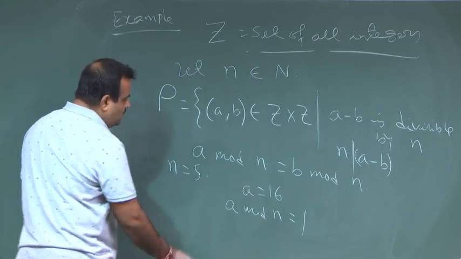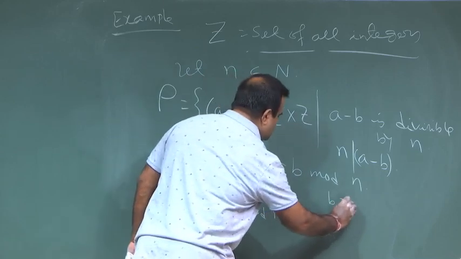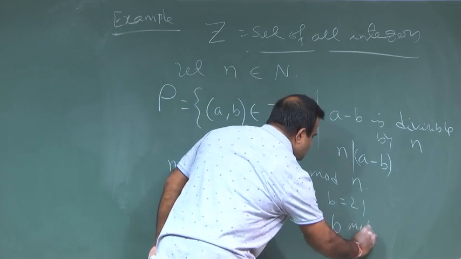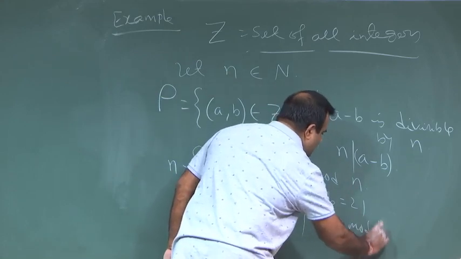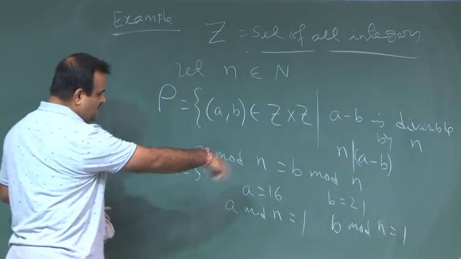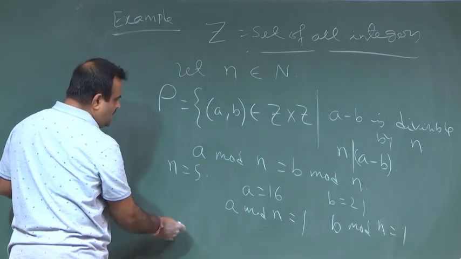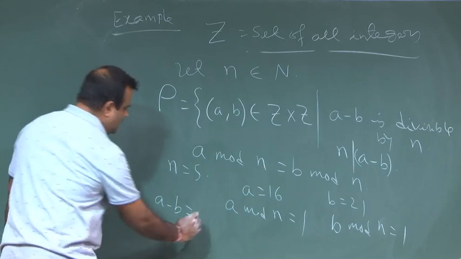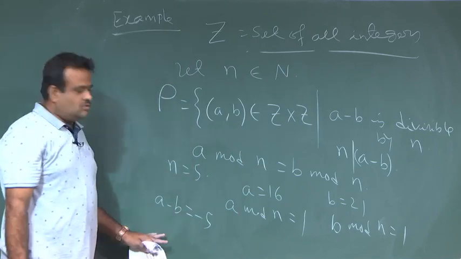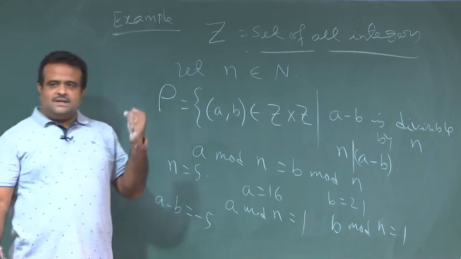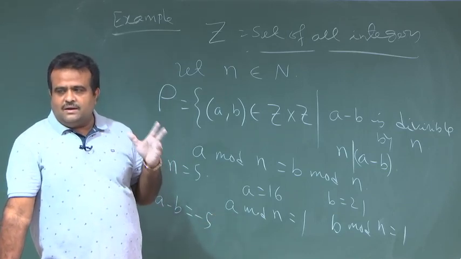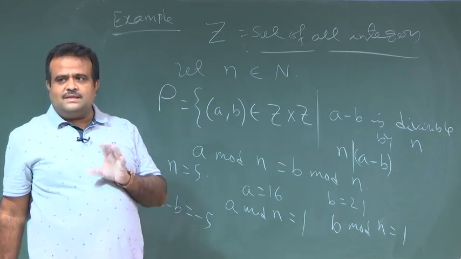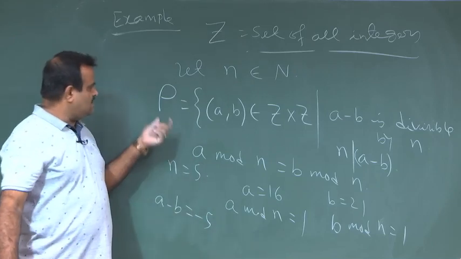And if we take b to be 21, then also b mod 5 is 1, and we can also check this way. What is a minus b? A minus b is just minus 5, which is divisible by 5. So, that means, if we take any two integers a, b, and try to divide both by n, if the remainder is the same, then they are related under this relation rho.